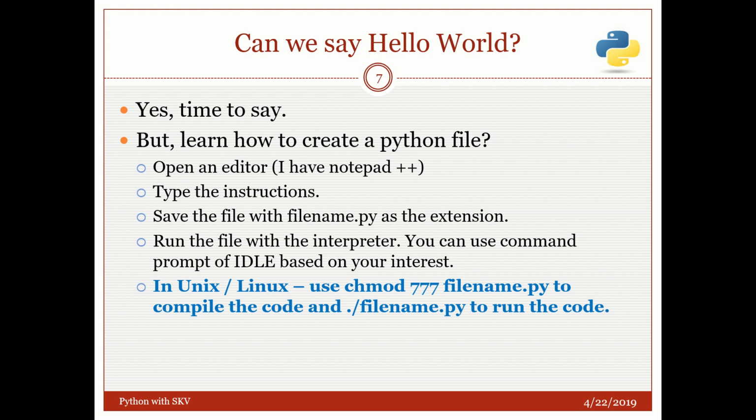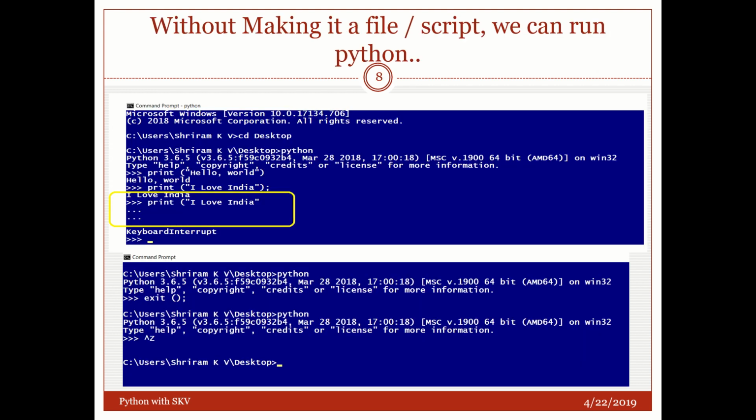You need to now run it in the interpreter; there are two modes of running it. I'll show you both. But when you have Linux, you need to run chmod 777 filename.py. It will convert this to an executable file format, which will then be run with ./filename.py. Let's start our first script, but I'm not going to make it a script now. Instead, I'm going to take a command-oriented approach right now.